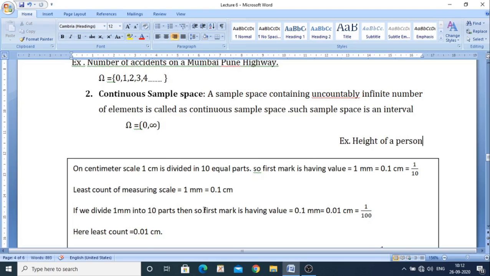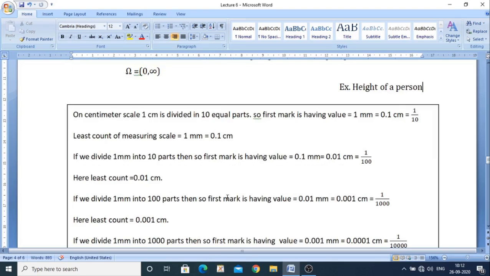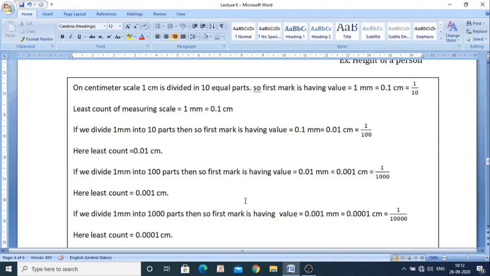Because on the measuring scale, we are only talking about 0 and 1 millimeter. So in 1 millimeter we are talking about all these things. On the scale there are so many millimeters. So we can have infinitely many points on that measuring scale itself. And that's why, since we cannot tell which is the smallest one, it is uncountably infinite.